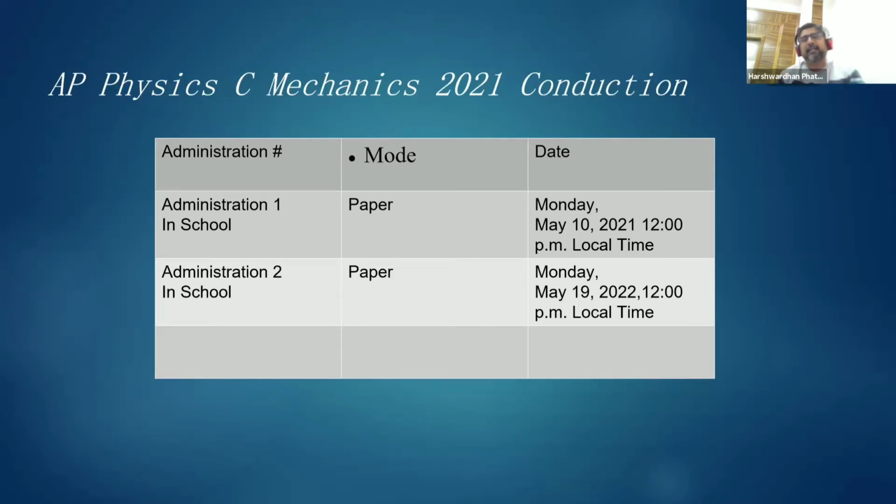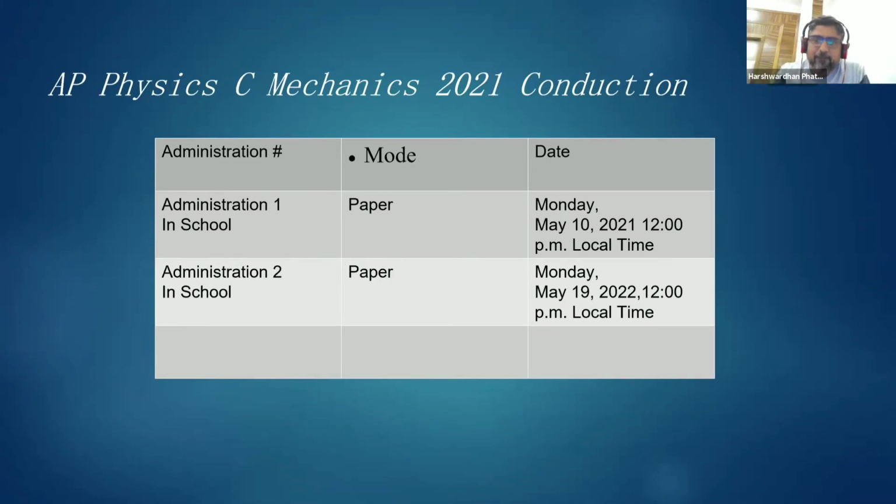It is going to be on 10th May 2022, 12 p.m. local time. This is the first administration. And then 19th May would be the late administration, again 12 p.m. local time. Now, for the late administration, you should know one thing: there has to be strong grounds for appearing in it. You must provide valid reasons why you cannot appear in the first administration and why you want to go for the second one.